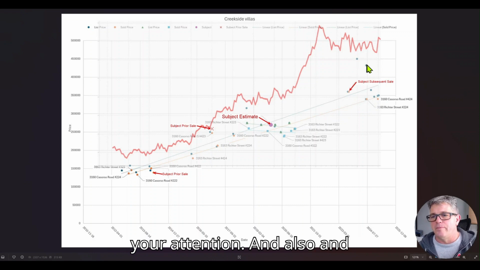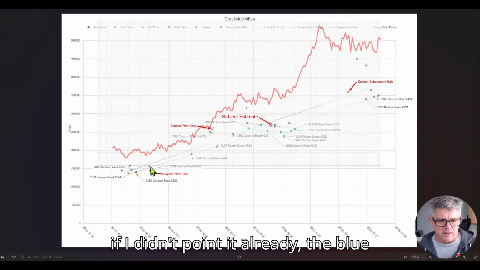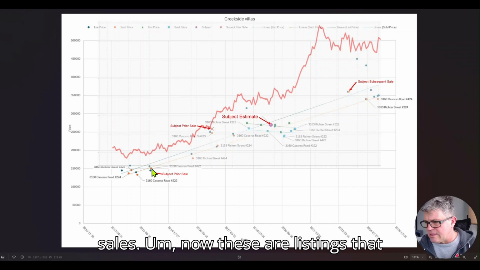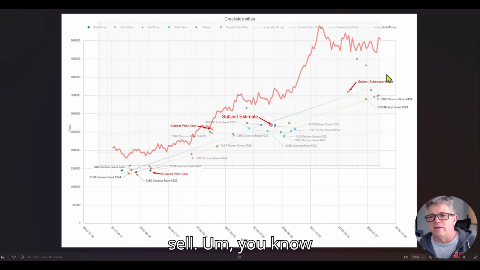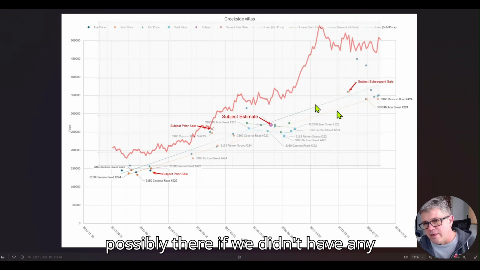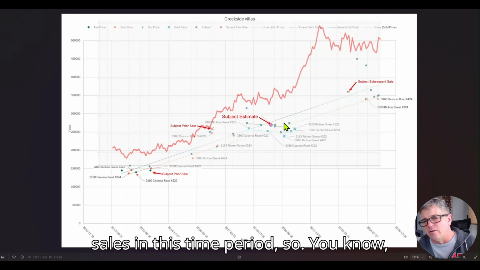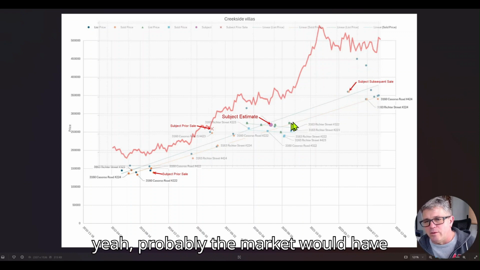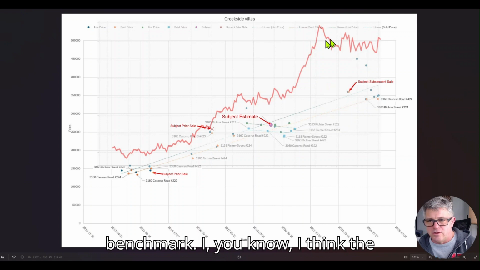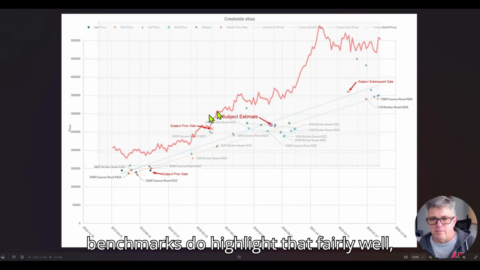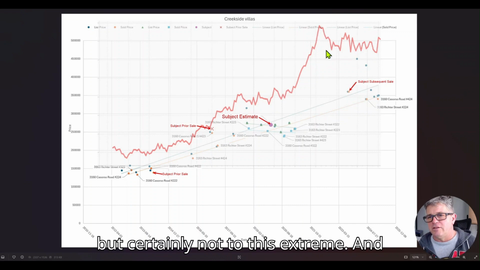And also, if I didn't point it out already, the blue are the listings and orange are the sales. Now, these are listings that didn't sell, so they expired. Possibly if we didn't have any sales in this time period, the market would have followed a little closer to the benchmark. I think the benchmarks do highlight that fairly well, but certainly not to this extreme.